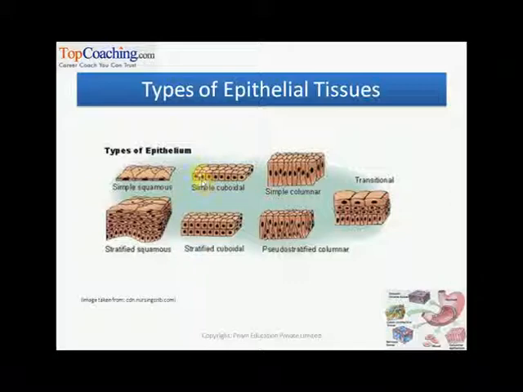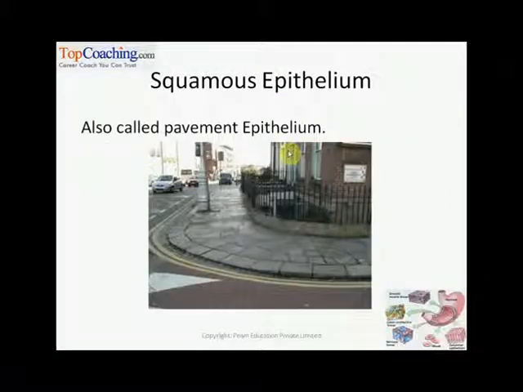You see cuboidal shapes over here, so this is called simple cuboidal. You see cubes, placed one over another, you call it stratified cuboidal. You see columns like structure, you call it simple columnar.